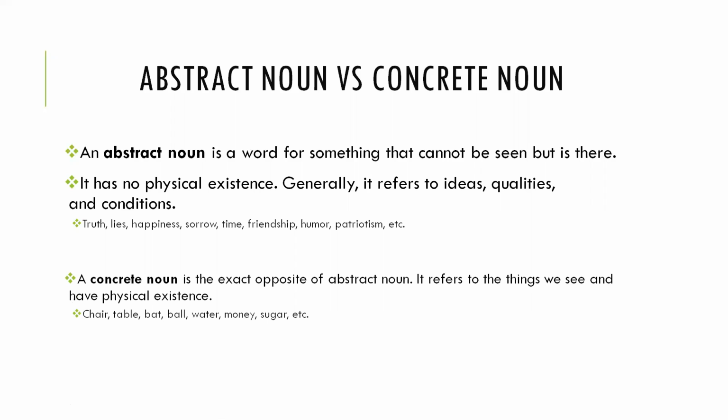On the other hand, concrete noun is the exact opposite of abstract. It refers to the things we see and that have physical existence. Concrete nouns are the things that we can see and that have some existence, that can be touched, like chair, table, every living thing, non-living thing. We can see them. We can feel their existence. Abstract noun is about our emotions, our feelings, and concrete noun is about the things that we see.